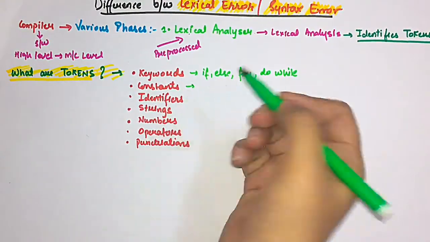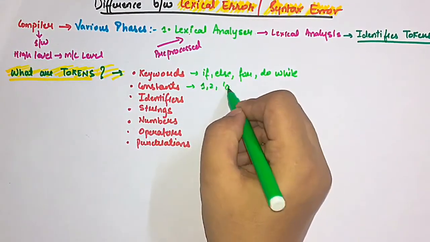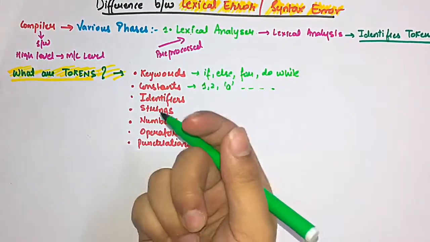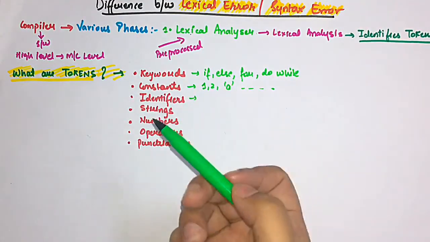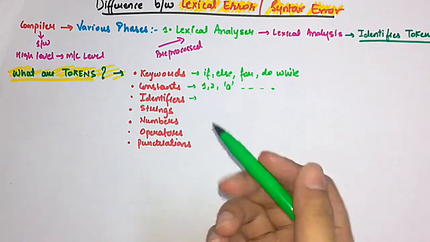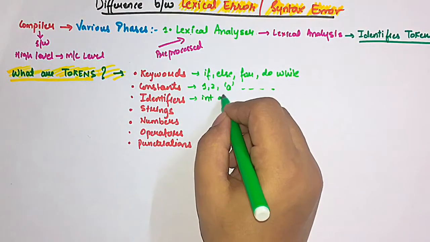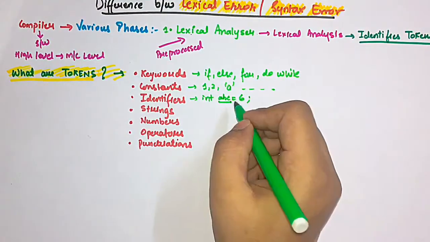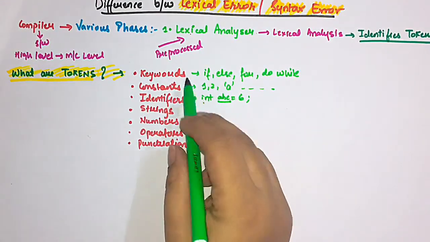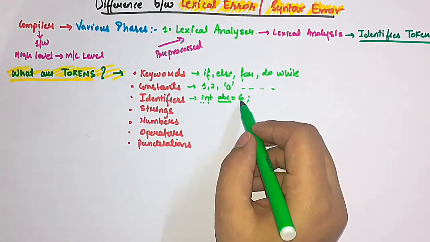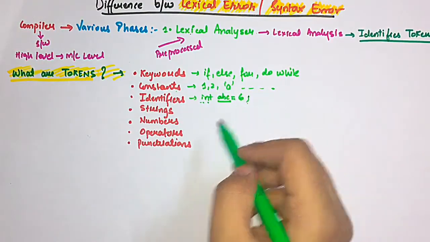Constants. Constant values are simply anything. If you assign a variable any value, then it will become a constant, like 1, 2, a character constant, etc. So a constant value will also be identified as a token. Identifiers. What are identifiers? An identifier is simply the name you give to a variable. So suppose int abc equal to 6, so abc is an identifier. So here abc is considered a token. Int is a keyword, so it is also considered a token. 6 is a constant, it is considered a token. Equal to is an operator, semicolon is punctuation.